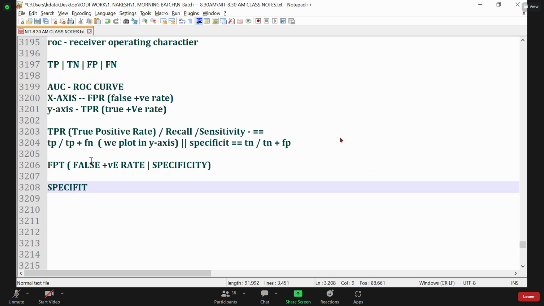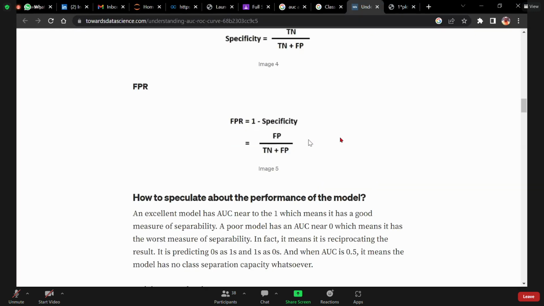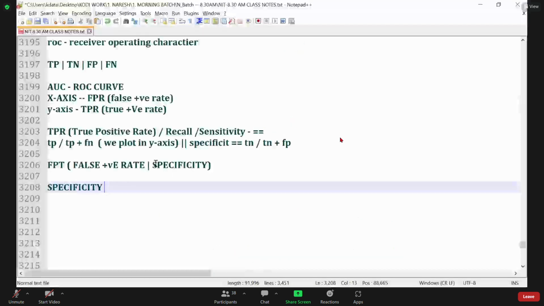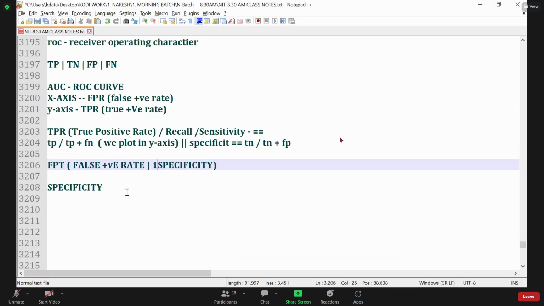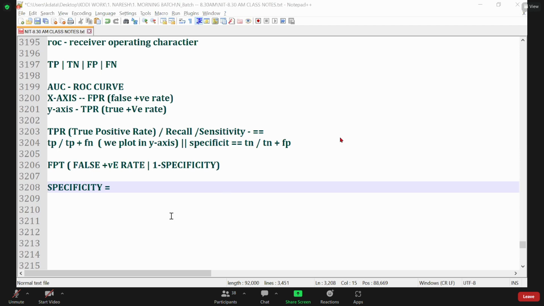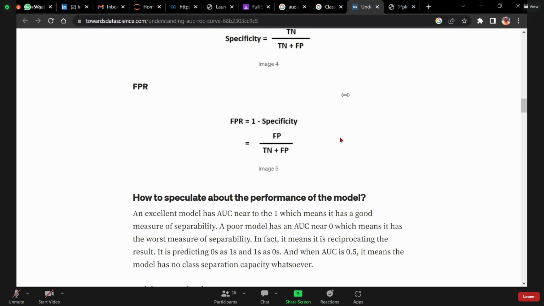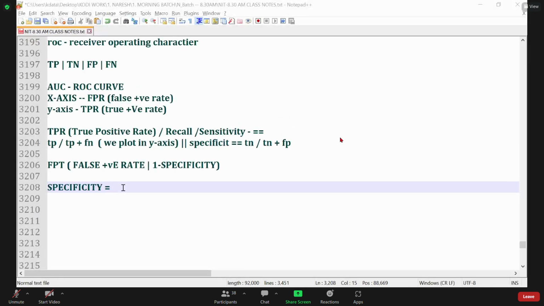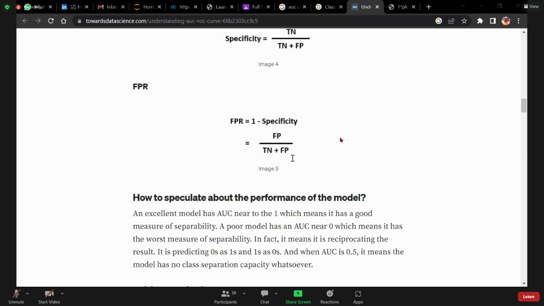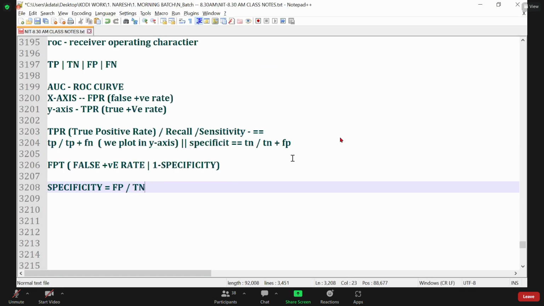So if you see this, we have clearly mentioned FPR is 1 minus specificity. And the formula for it is FP by TN plus FP. I don't want to make you confused.